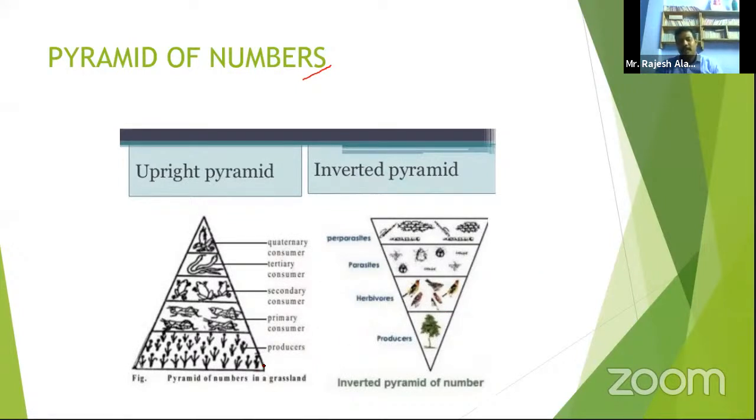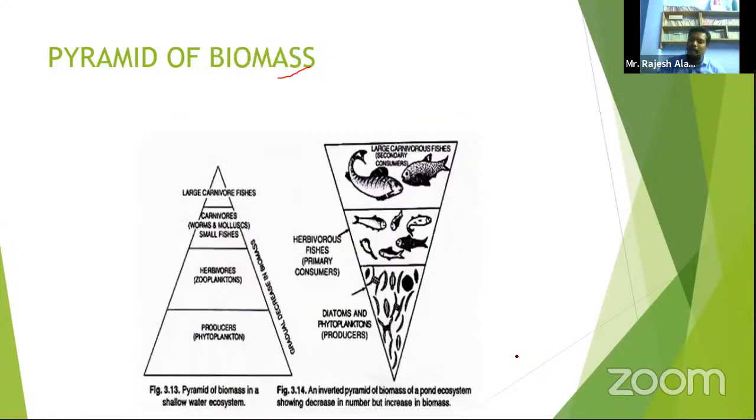Say, sir, a grassland ecosystem. The thumb rule for making a pyramid is that the base should always be occupied by the producer. The size of the producer doesn't matter. The producer should always be present at the base of the pyramid, let it be any kind of pyramid.